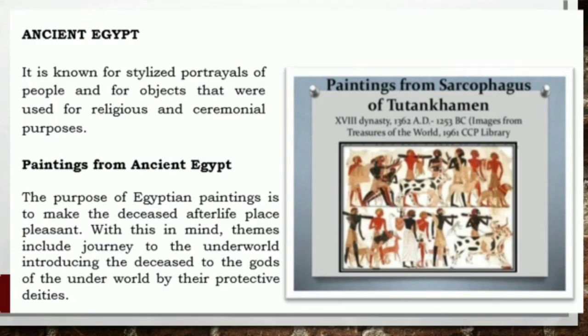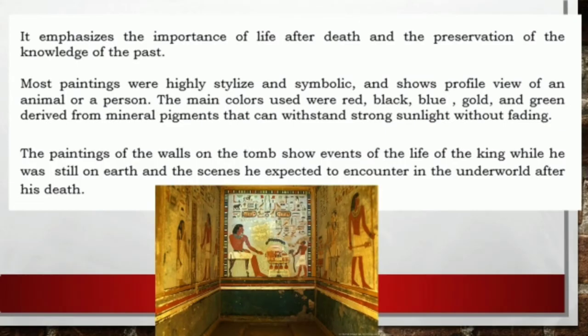We have a sample picture of a painting from the sarcophagus of Tutankhamen. It emphasizes the importance of life after death and the preservation of the knowledge of the past. Most paintings were highly stylized and symbolic and show a profile view of an animal or a person. The main colors used were red, black, blue, gold, and green. These are derived from mineral pigments that can withstand strong sunlight without fading.